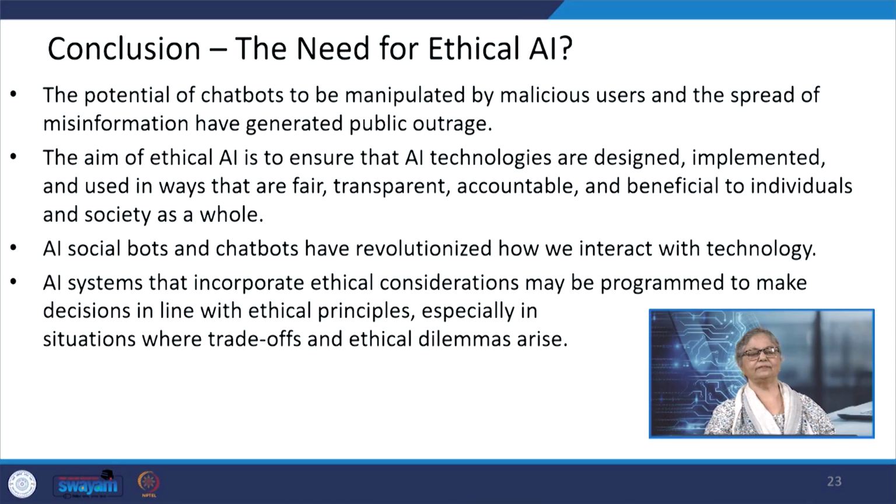In conclusion, it can be said that the potential of chatbots, etc., can be manipulated by malicious users. And therefore, the aim of ethical AI should be to ensure that AI technologies are designed and implemented and used in fair and transparent ways for the society as a whole. AI social bots and chatbots have definitely revolutionized how we interact with technology, and these systems now have to incorporate ethical considerations which should be programmed to make decisions in line with ethical principles.